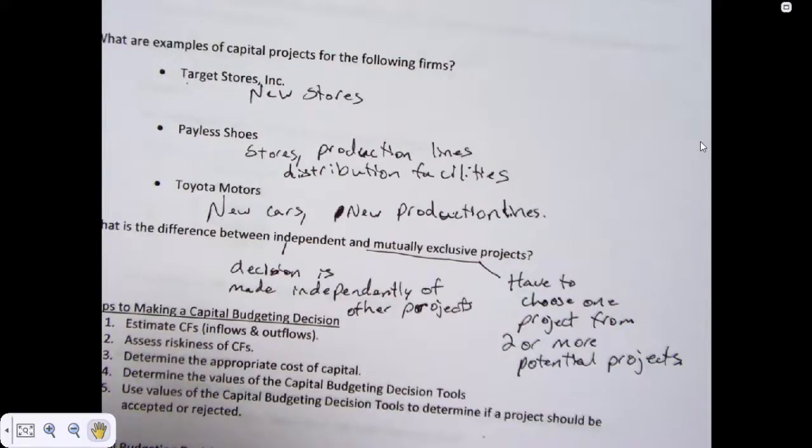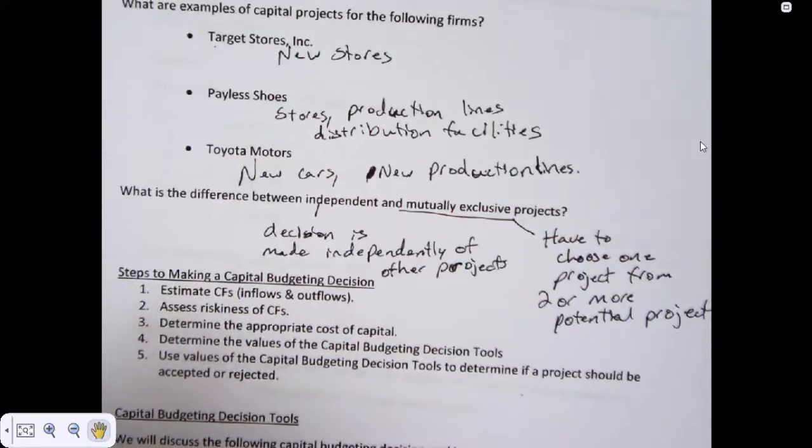So the steps to making a capital budgeting decision, the first is to estimate the cash flows, the inflows and outflows. We won't do that in this example. Your case for next week does do that, and I'll show that to you in another video. But you'll get to see how that works, but we won't put together a budget for that. Assess the riskiness of the cash flows. That's also something we're not going to do in this class. It's kind of beyond the scope of the class, but it's certainly something that companies do engage in.